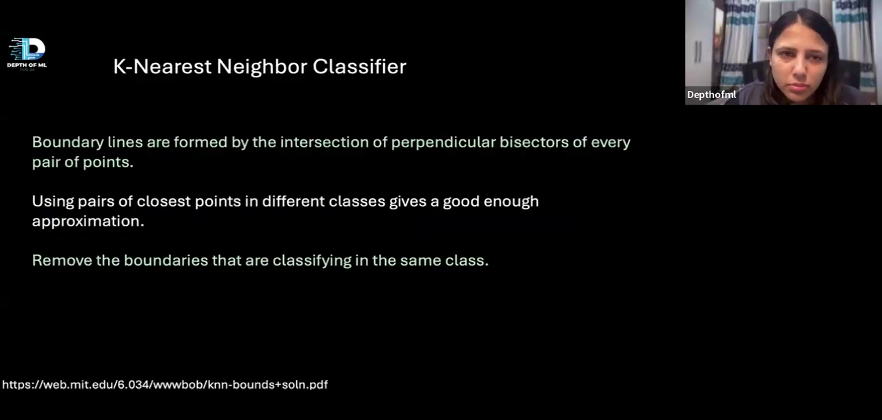So what is the decision boundary of KNN? And this is where I was saying that you will find similarities with K-means. The boundary lines are formed by the intersection of perpendicular bisectors of pairs of points. You will use points which are in opposite classes to create your boundary, and it'll become clear. I'll show you an example so that you know how to create the decision boundary. And if there are boundaries which are classifying the points into the same class, you will just remove them because they are redundant. Okay, so I've made 3 statements. I'll go over them one by one.